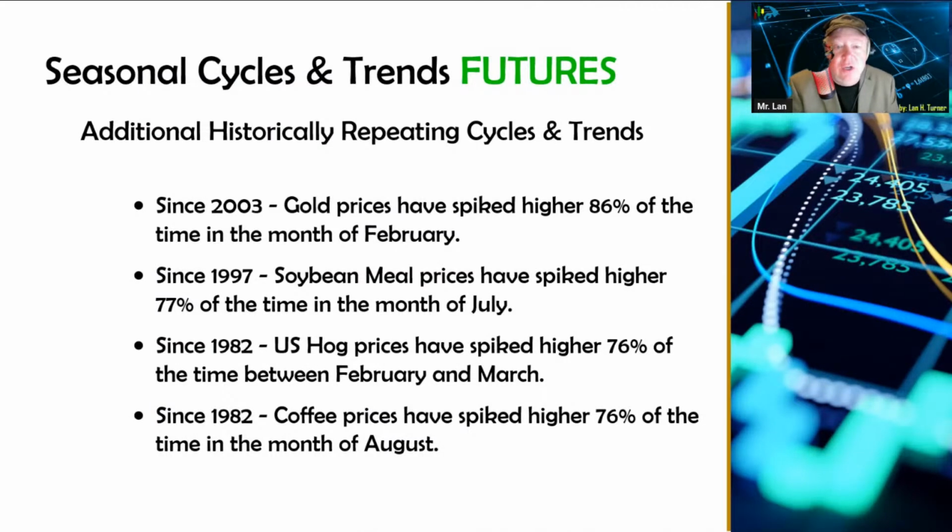Since 2003, gold prices have spiked higher 86% of the time in the month of February. Did you know that? 86% of the time. Now, gold is not planted or harvested at the same time every year. This is what we call a perpetually produced commodity. It's a mined operation. So we pull gold out of the ground 12 months out of the year, but we've definitely got some very seasonal events that occur in gold.